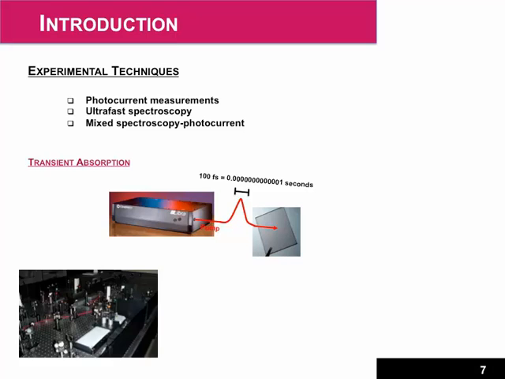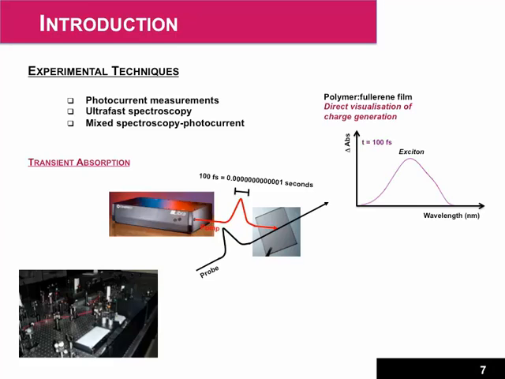Now we have excited it, and then we can follow in time what happens afterwards. In order to follow that, one thing we do is to come in with a second laser beam, which is also pulsed, and we measure the absorption spectrum of the sample that has already been excited. As an example, assume the case where you have a polymer fullerene blend and where the charge separation is very slow.